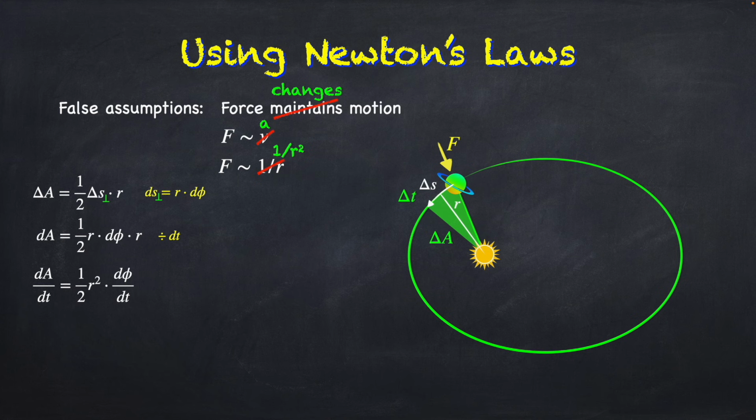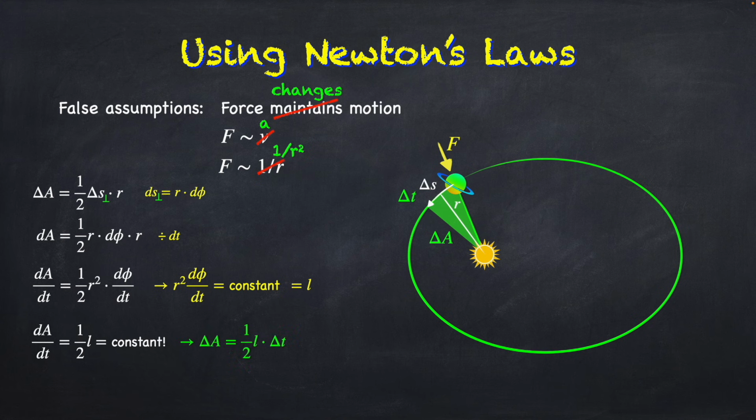If you watched the previous video on Kepler's first law, you'll know that one thing that popped out of that derivation was that r squared d phi dt was a constant, which we called little l. And we found that that constant is the angular momentum divided by the mass, sometimes called the specific angular momentum. So dA over dt is equal to a constant. Therefore, any finite change in area is proportional to a finite change in time. And there we have it, Kepler's second law.